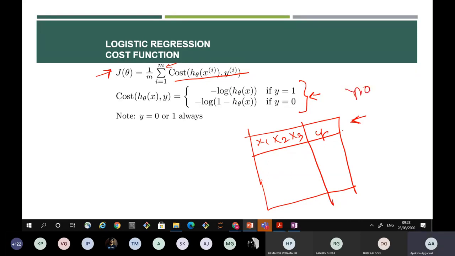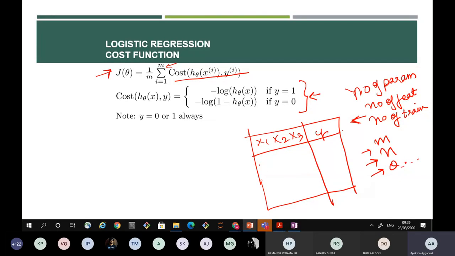Number of parameters, number of features, and number of training samples. So you have to find out the value of m, n, and the number of thetas. Okay, so if there were 4 training samples here, 1, 2, 3 and 4. So now who will tell this?